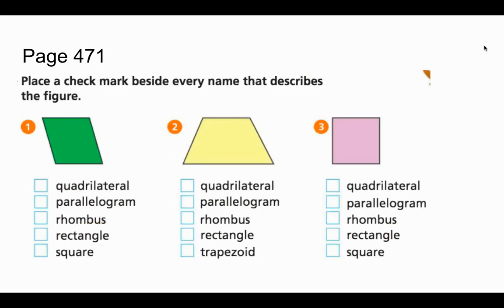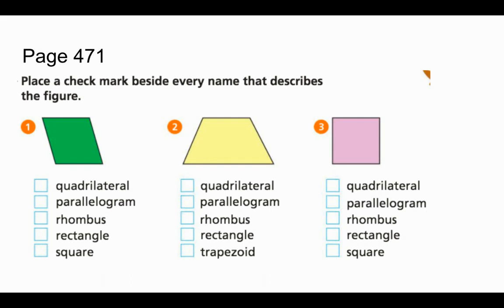All right, third graders, open up your math workbooks. We're going to go back and do a little bit more geometry today. Page 471. The directions say, place a check mark beside every name that describes the figure. Look at number 1. Is it a quadrilateral? Yes. How do you know? Because it has 4 sides. Is it a parallelogram? Yes. How do you know? Both pairs of opposite sides are parallel.